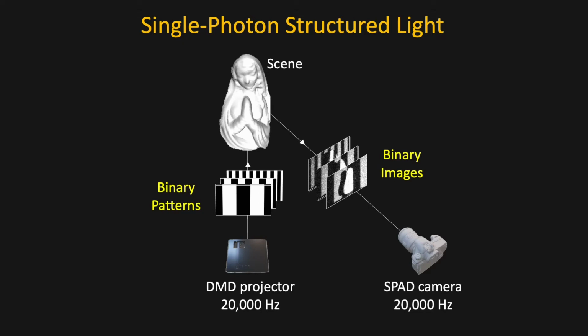Our technique works by sensing binary images that indicate the presence or absence of photon arrivals during each exposure window. The SPAD array is used in conjunction with a high-speed DMD-based binary projector, with both devices operated at speeds as high as 20,000 Hz.